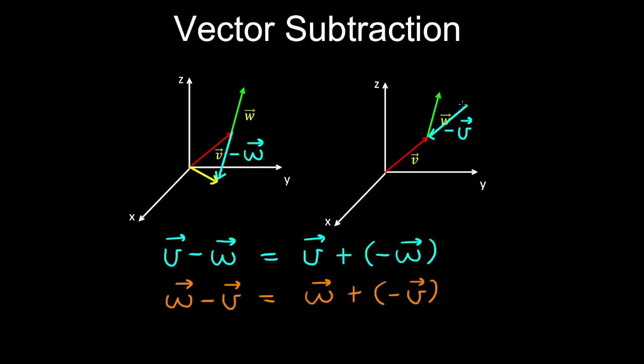And then we'll use the head-to-tail method of vector addition to add minus v to w. So in this case, we have the head of minus v on the tail of w, so our resultant vector will look something like this. So as we can see, the resultant vectors in both cases have the same magnitude, but point in the opposite direction. So these two subtractions are not equal, and therefore vector subtraction is not commutative.